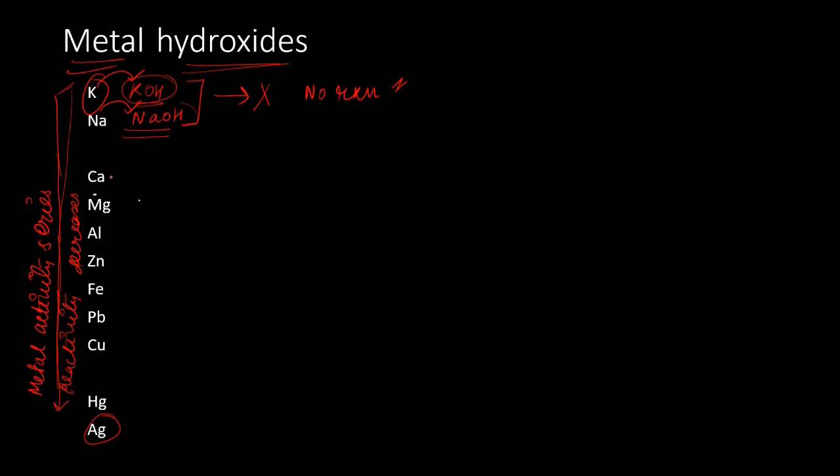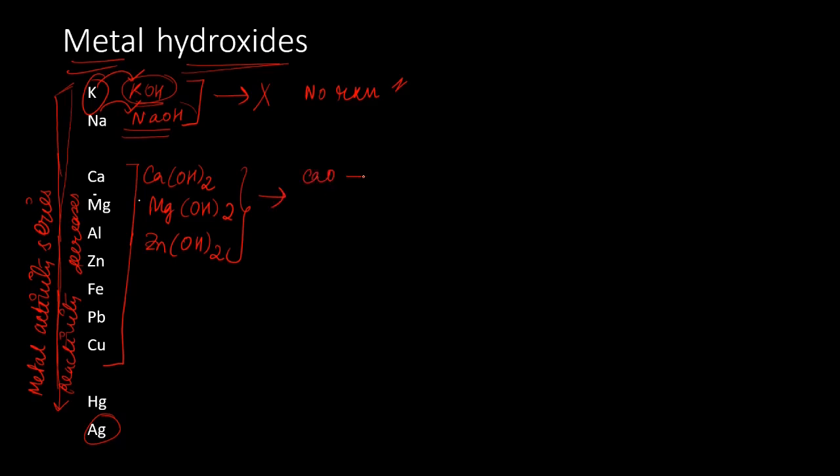Next, this series: calcium, magnesium, aluminum, zinc, iron, lead, copper. In this case, they are going to decompose because they are comparatively less reactive. So their compounds, that is calcium hydroxide, magnesium hydroxide, aluminum hydroxide, zinc hydroxide, the same thing will happen. I'm not writing all of them. The product in this case will be metal oxide and water: calcium oxide and water, magnesium oxide and water, zinc oxide and water.